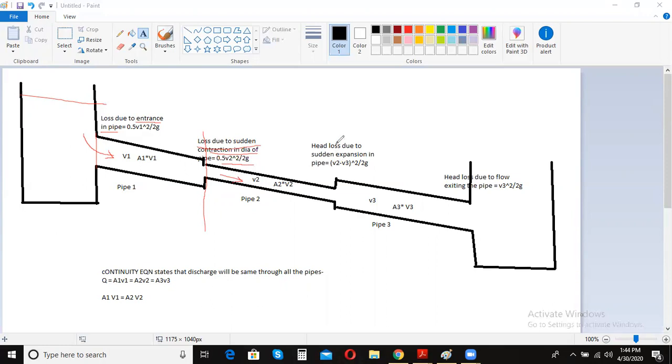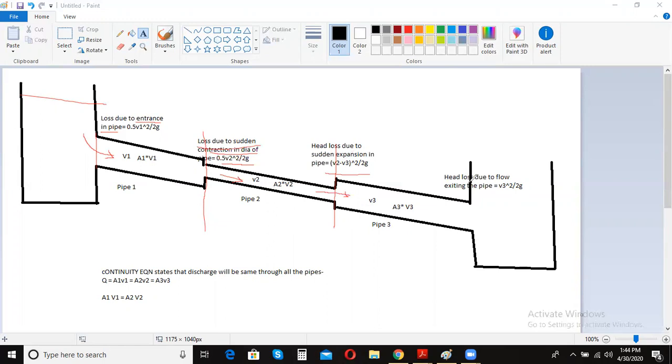Now again, come to this section. See what is happening? There is a sudden expansion in the diameter of the pipe. Hence when water is passing through this section, a head loss will again occur. And what is the value of the head loss due to sudden expansion in pipe? It is (V2 minus V3) whole square divided by 2g. V2 is the velocity of flow in the second pipe, and V3 is the velocity of flow in the third pipe.